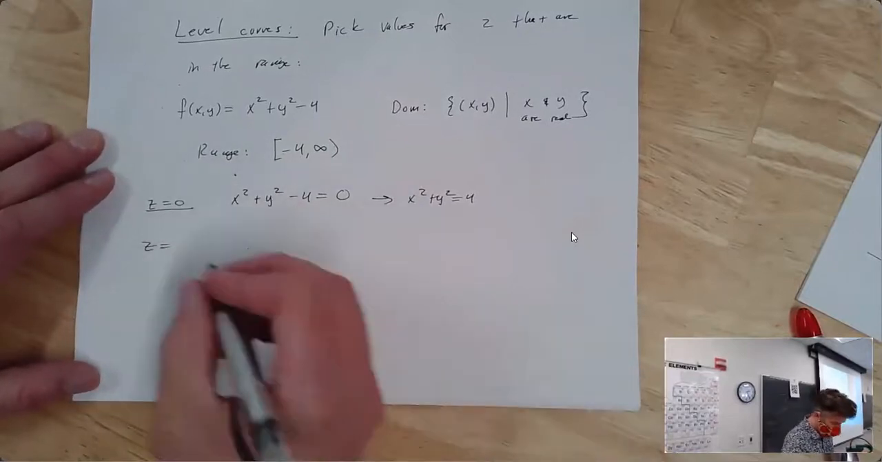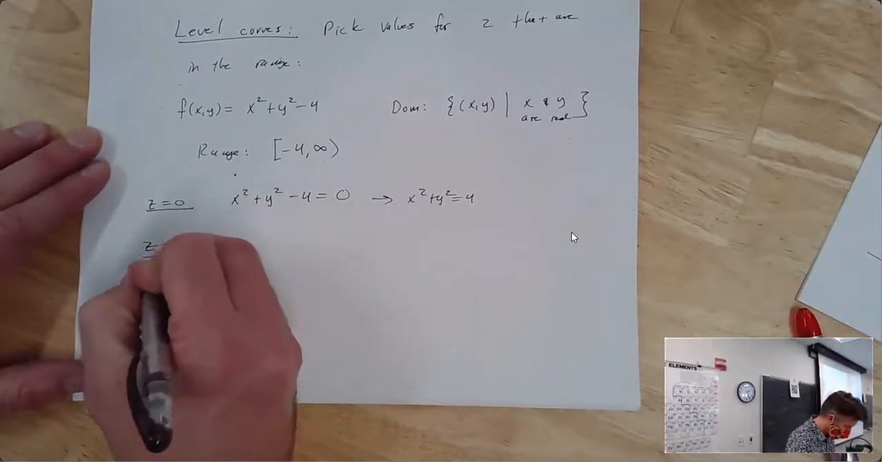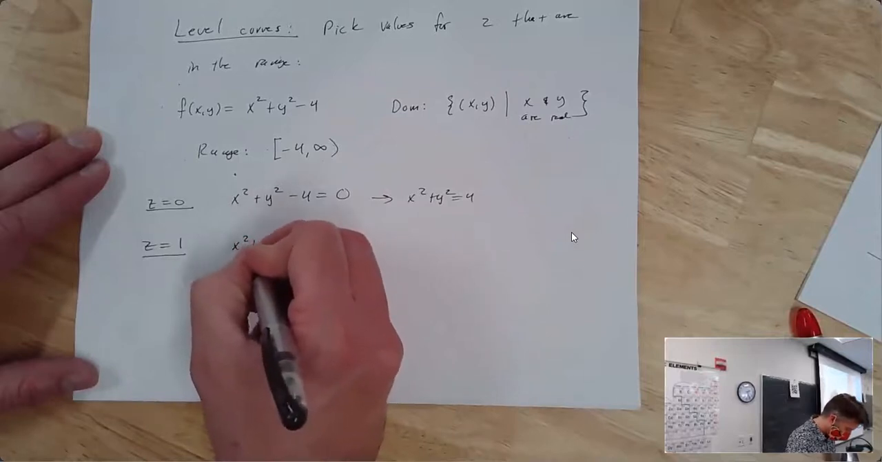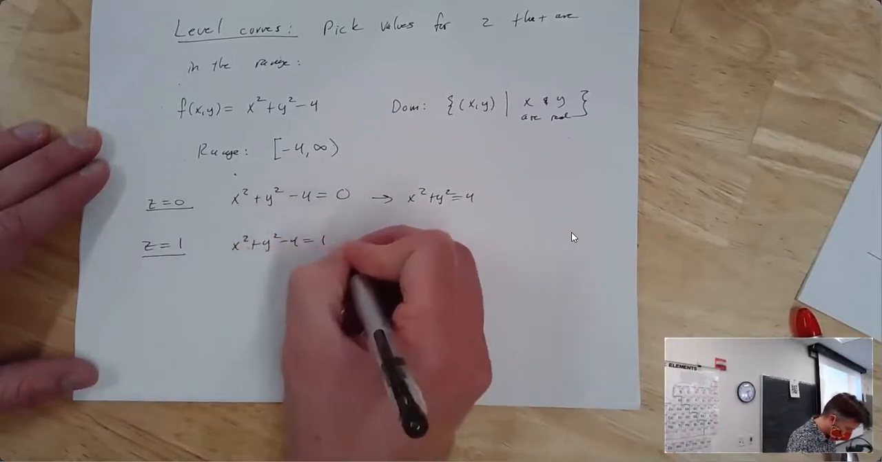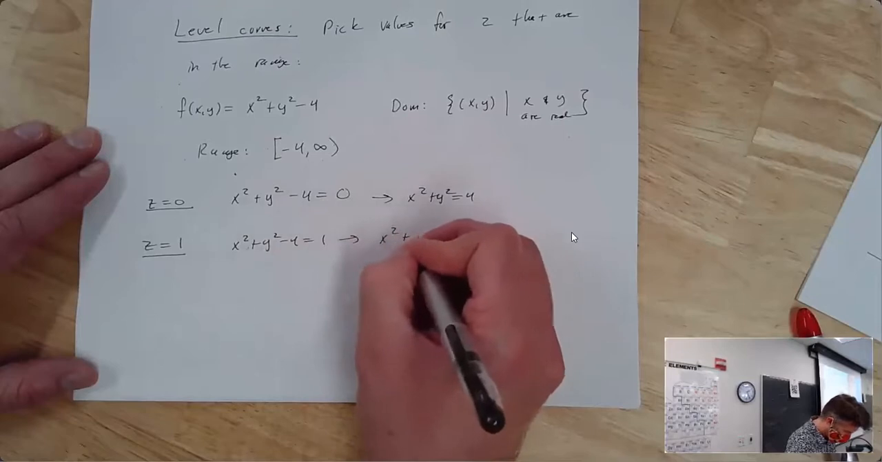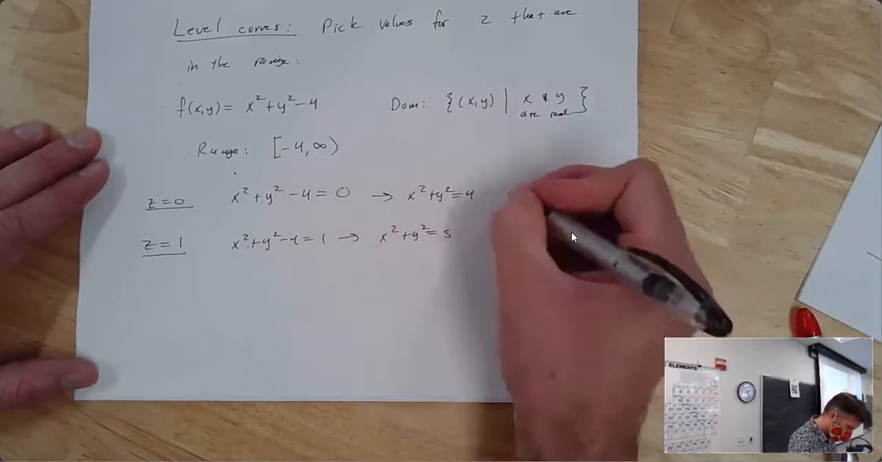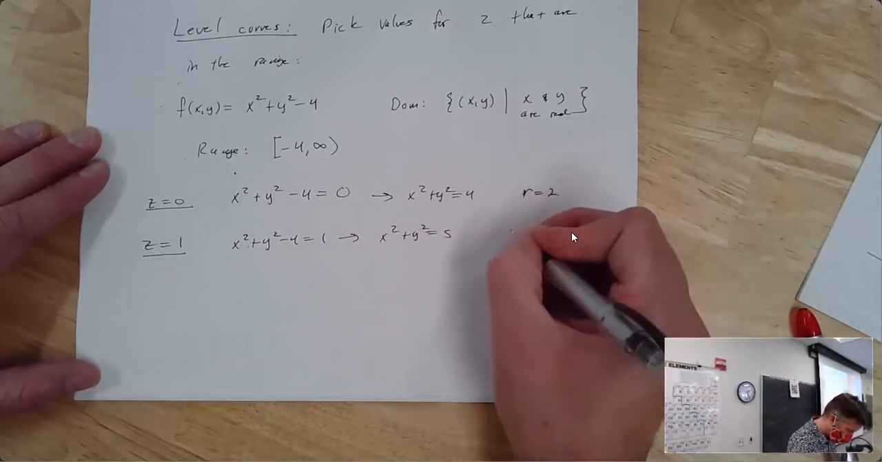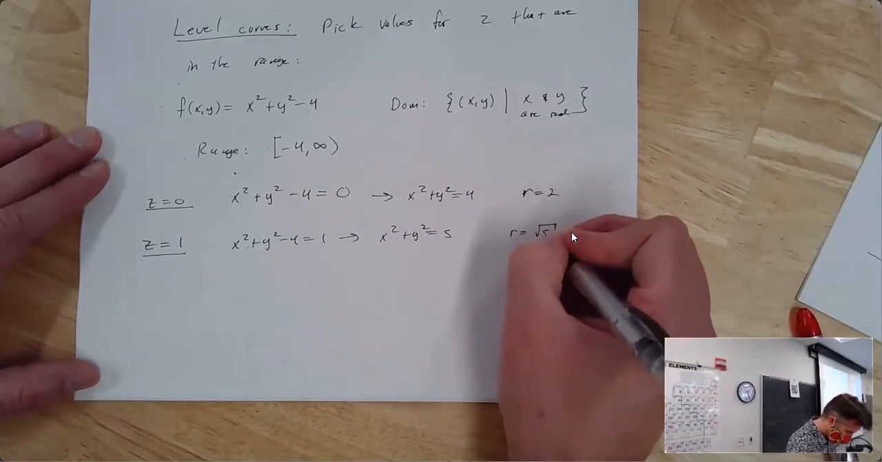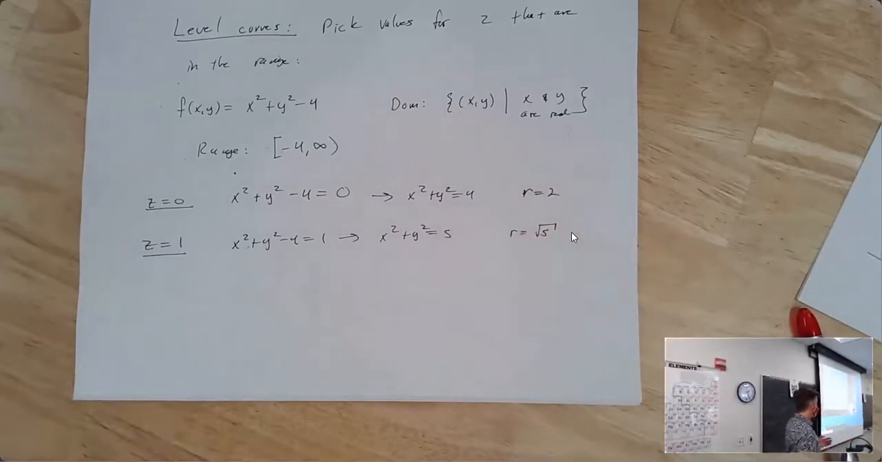But then we can pick other values, like z equal to 1. I'm going to try and pick something nice. It's not going to be nice, but that's fine. x squared plus y squared minus 4 equals 1. I get x squared plus y squared equal to 5. So this one has a radius of 2, and this one has a radius of the square root of 5. This is going to get tedious really fast.